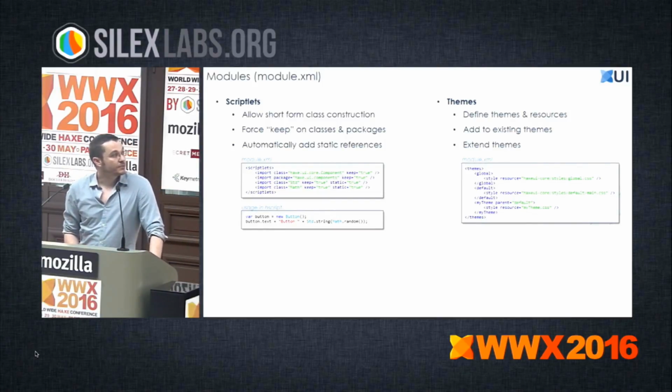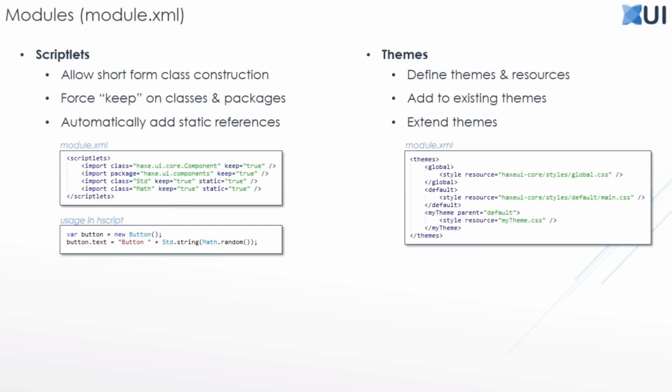And again, relatively simple, this one, the themes. It allows you to define themes and resources. At the moment, a resource is just a list of CSS files, really. But what's important here is if you have, say, 10 modules, you can add to existing ones. So global is a special one. Global is applied. Those style sheets are applied regardless.